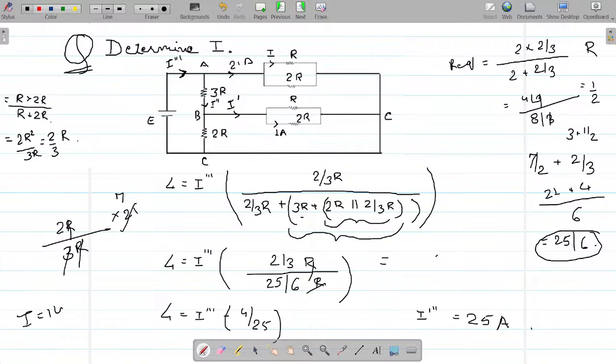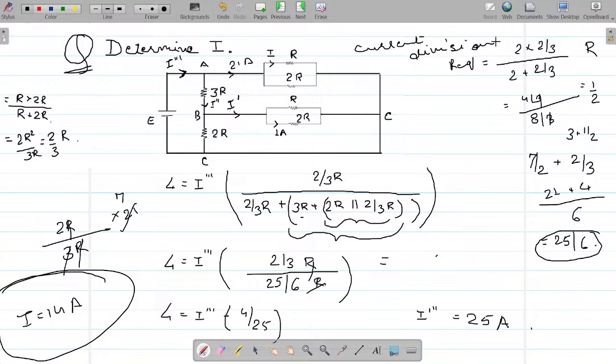14 amperes. So this was your question. All you needed to do was simply apply current division throughout. It's a very simple question, and I think you have done such questions so far, so there's nothing new in this question, okay? But for the sake of completion, I'm completing these questions.